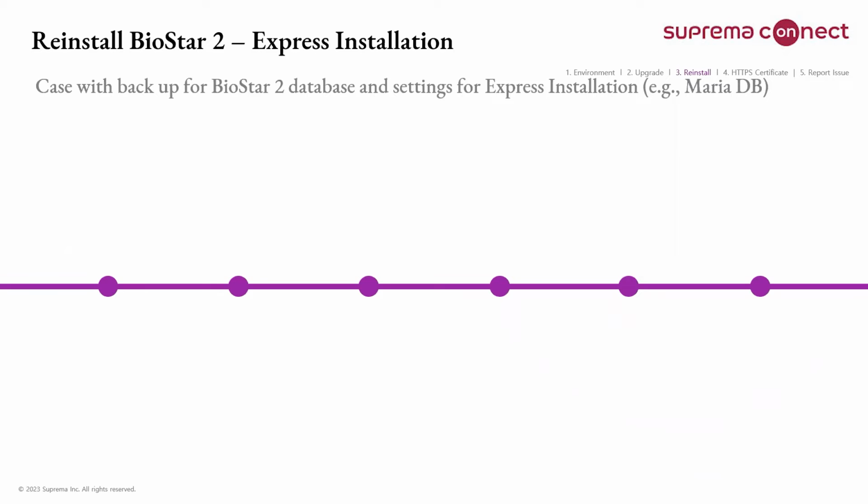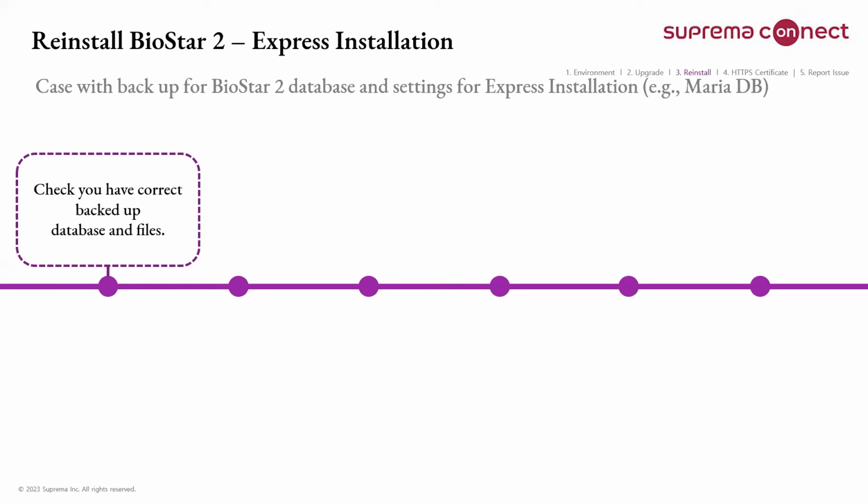Today, we will see how to reinstall the BioStar 2 server through 3 sample cases. The first case is when MariaDB is used for Express installation, and there is a backup database and essential configuration files on the site that were used previously. This case proceeds in a total of 6 steps. Check if there are backup database and files. At this time, you must have setting.conf, system.conf, the util folder, or INI files, in addition to the backup database.